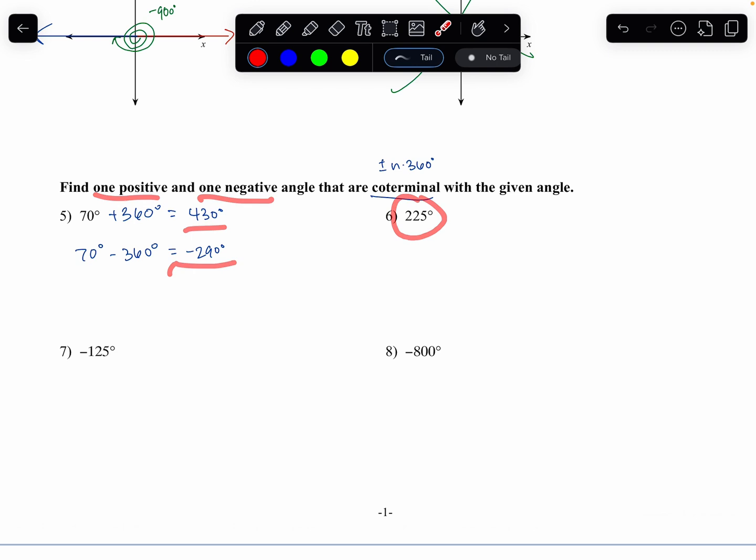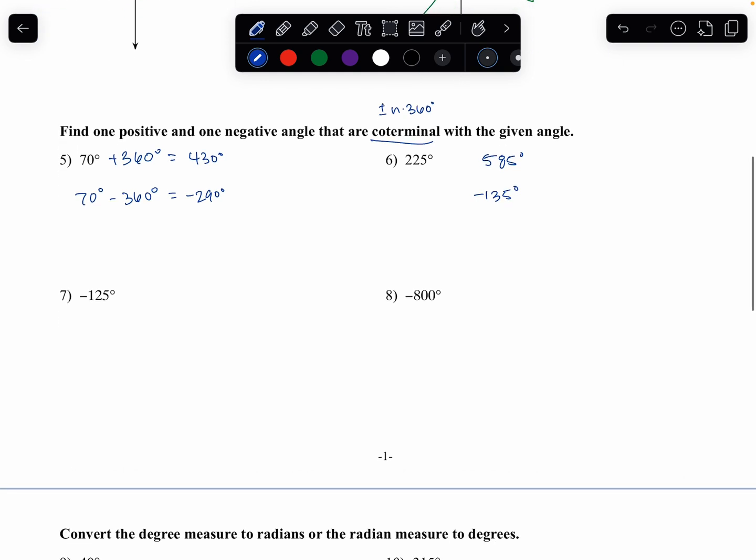All right, for 225, I'm going to simply add 360 degrees. So I get 585 degrees, and then I'll do 225 minus 360 degrees, and I get negative 135 degrees. For negative 125, I'm going to add 360 degrees, and I'm going to get 235 degrees. Then I'll do negative 125 minus 360 degrees, and I'll get negative 485 degrees.